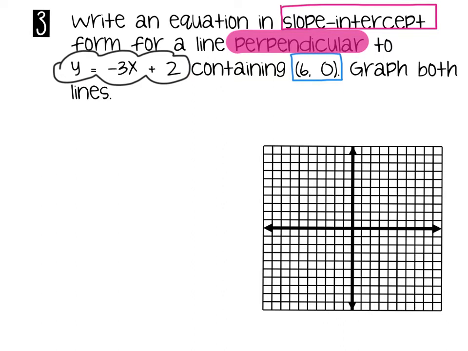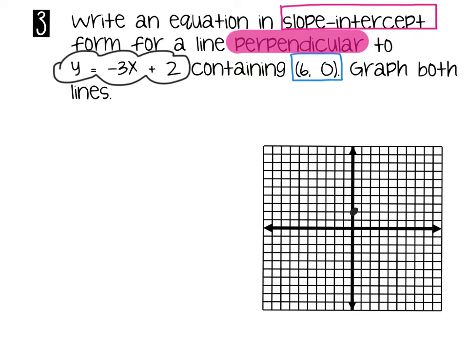Okay, we begin by graphing the y-intercept. This line happens to cross at positive 2. So over on my graph, I'm going to count up from the origin here. I'm going to count up 1, 2, and I'm going to make a dot right there. That becomes my new starting point.